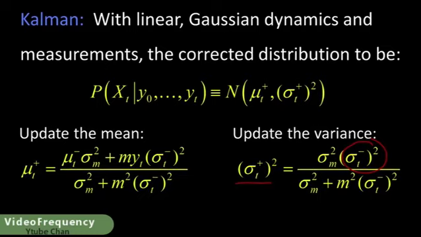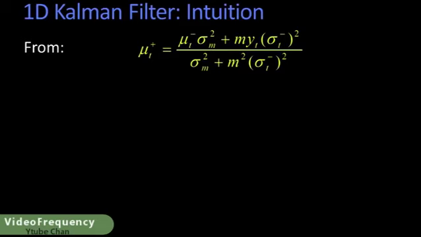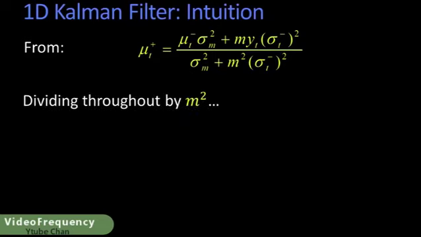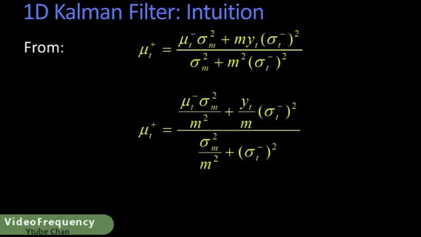So let's take a look at the mean. This one will be a little bit more clear. So this is the equation just copied from the previous slide to this slide, for mu plus. Step with me. I'm going to divide by m squared. So I've just divided by m squared, so there's an m squared down here, and this m becomes m there, and this becomes an m squared there. Cool. So what is that?